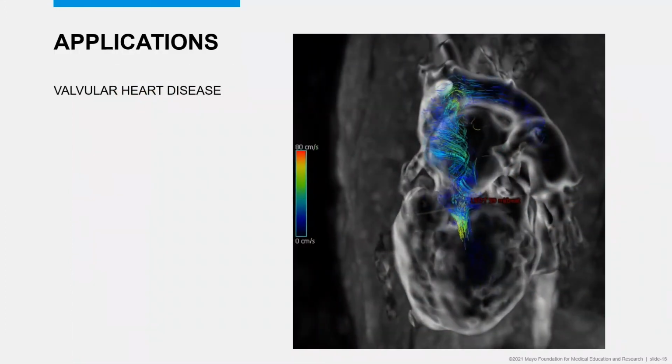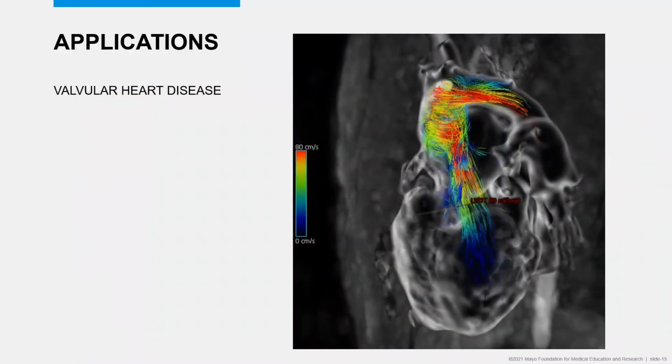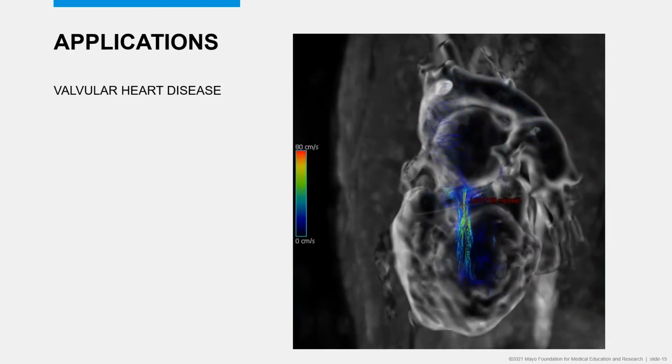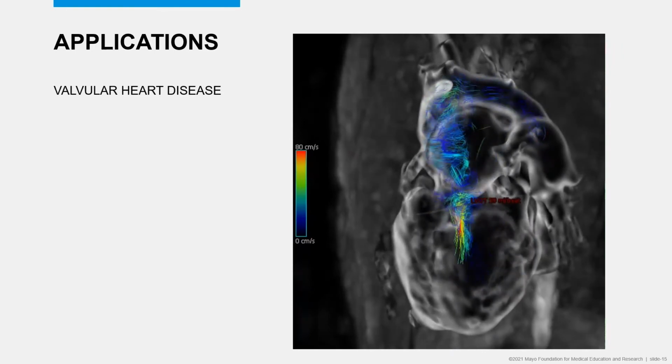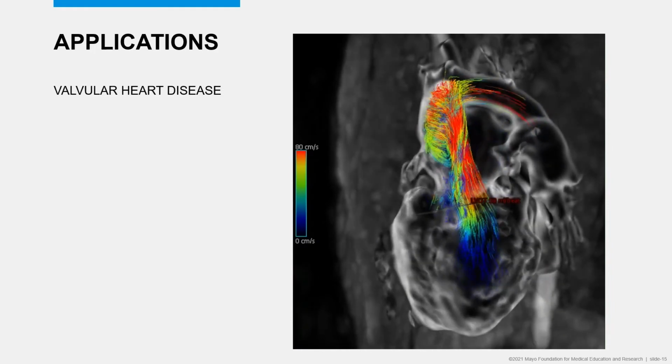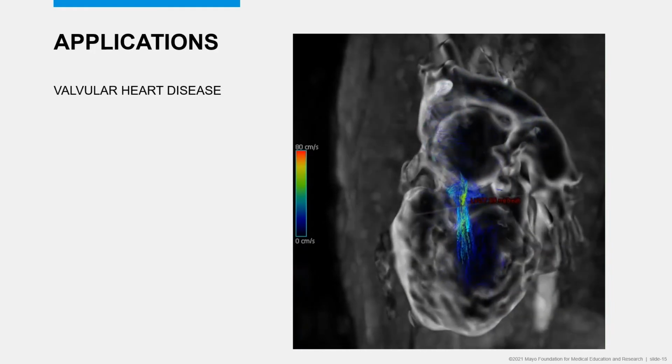Valvular heart disease is another common application for 4D flow. In cases like this, it helps to be able to visualize where there are areas of stenosis or regurgitant jets. This is an example of a patient with aortic regurgitation, and the path lines here make it easy to see the best location to place the flow plane in order to accurately measure that regurgitant fraction.